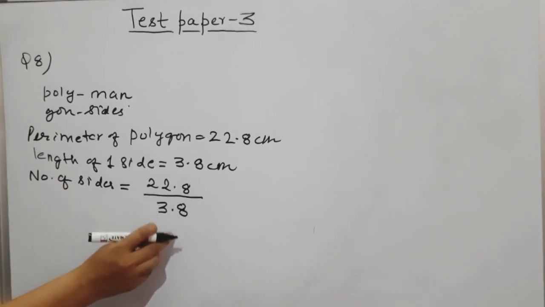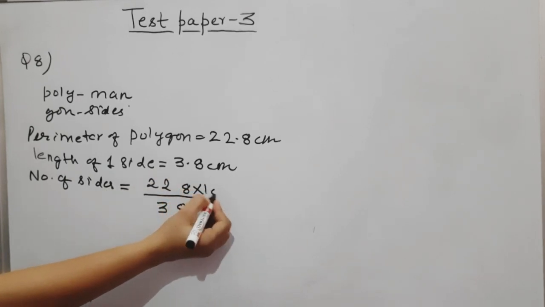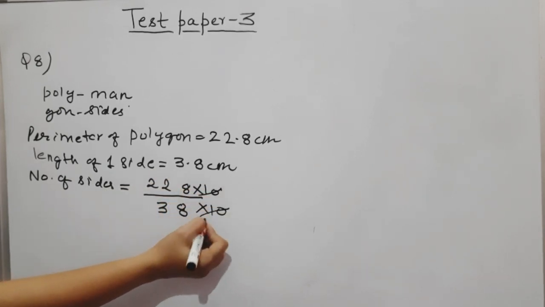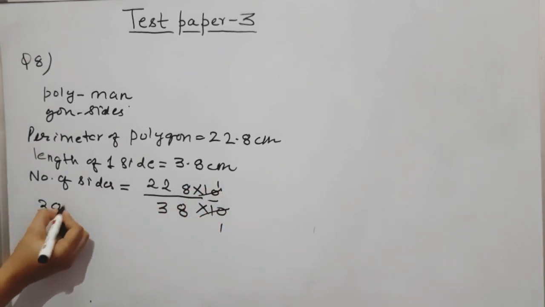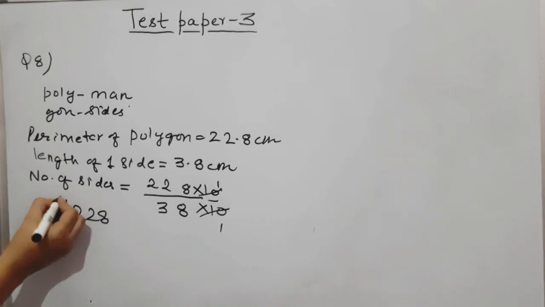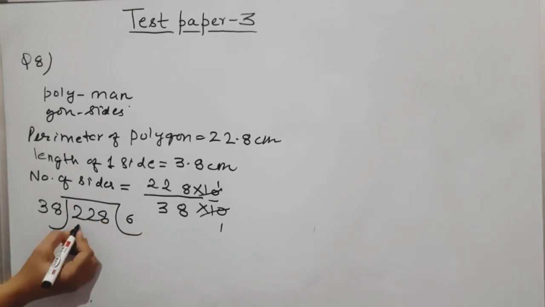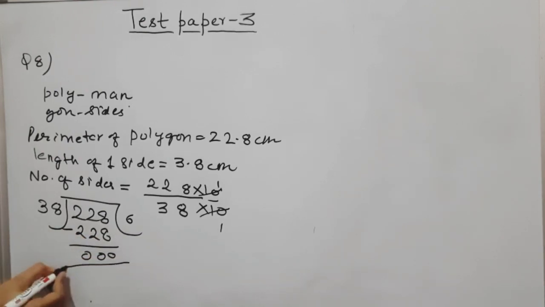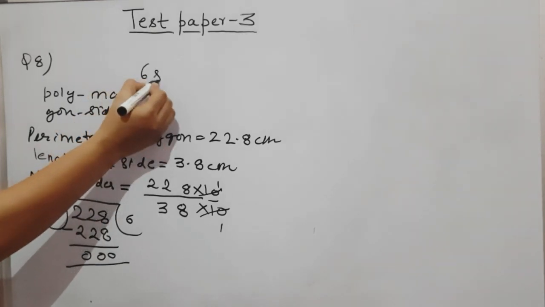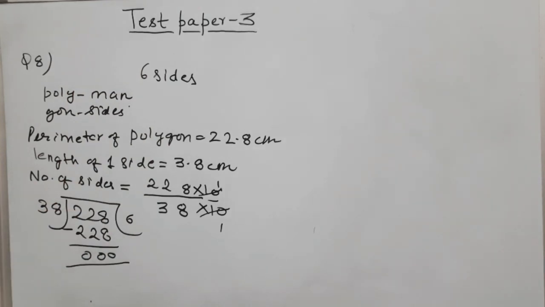So as you all can see that there is only one number after the decimal. Here also there is only one number. So when you will multiply it by 10 in the numerator and denominator, it will be cancelled. So we have to divide 228 by 38. Now we have to perform the division. So 38 के table में 228 आता है. Yes, it comes in the table of 38. It is 38 6 are 228. Now how many sides are there in the polygon? There are 6 sides. The polygon which is having this perimeter, it is having 6 sides.